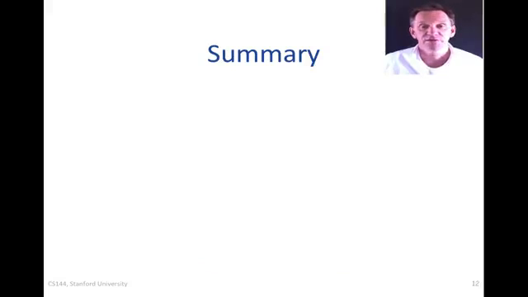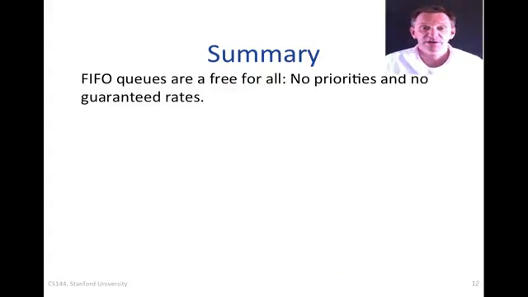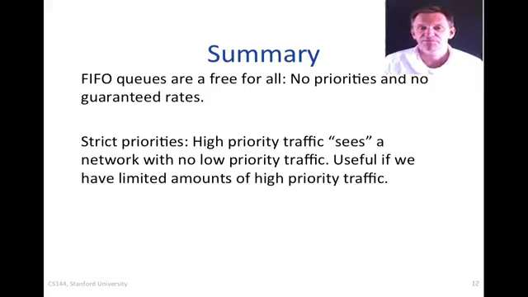In summary, FIFO queues are a bit of a free-for-all. They have no priorities, no guaranteed rates, and there's an incentive for a flow to send as many packets as it can into the queue so that it maximizes its share of the outgoing link. So they kind of encourage bad behavior.